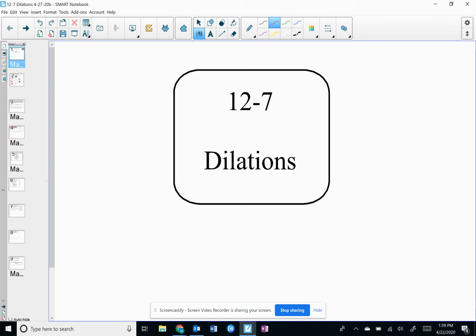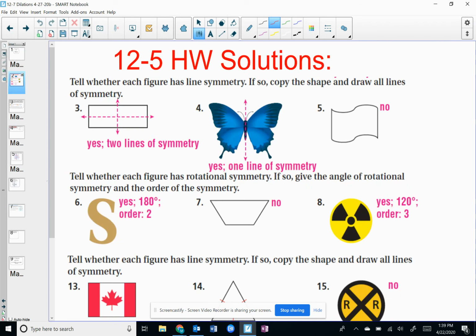All right, so let's go over the 12.5 homework first. 3, 4, and 5: tell whether each figure has line symmetry. If so, copy the shape and draw all the lines of symmetry. So for number 3, these pink lines here are the lines of symmetry. It has 2 of them. Number 4, the butterfly has 1 line of symmetry. And number 5, there were no lines of symmetry.